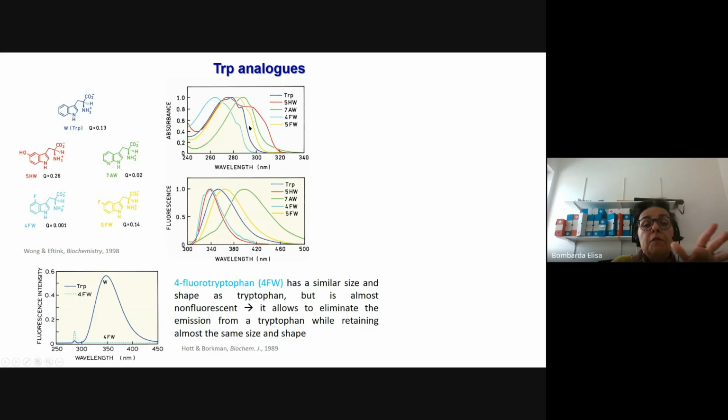Then you see the different absorption spectra of the different analogs represented here. And those are the emission spectra. So then you see there is an analog that may also have an emission in the visible range. Unfortunately, the quantum yield is not very high.